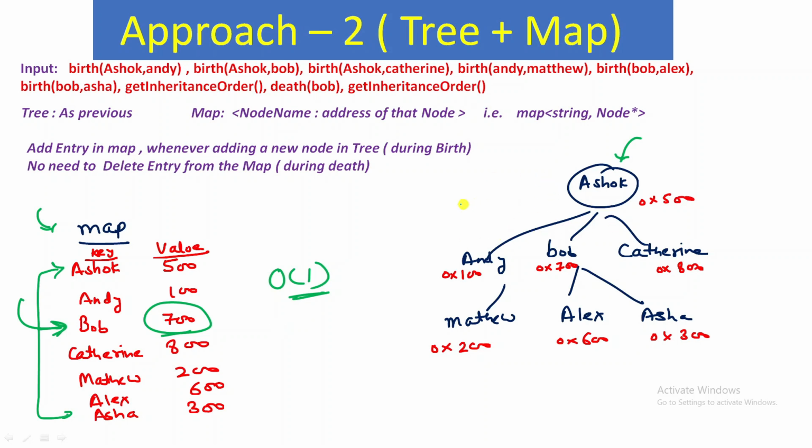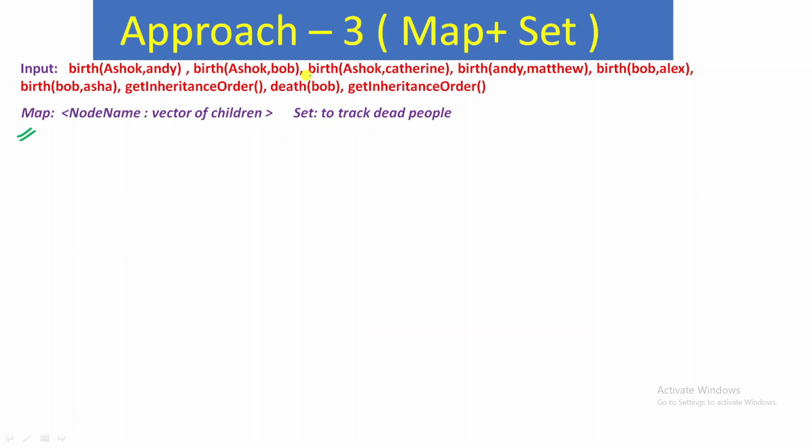So earlier the searching was taking O(n), if n is the number of nodes at the current point of time in the tree. Now in the third approach, I will be altogether removing the tree data structure. I will be just taking the help of the map data structure, and to keep track of the dead people, I will be taking the help of the set data structure. How I will be using these data structures and how they will help me, you will understand better when I explain the code for approach 1 and approach 2.